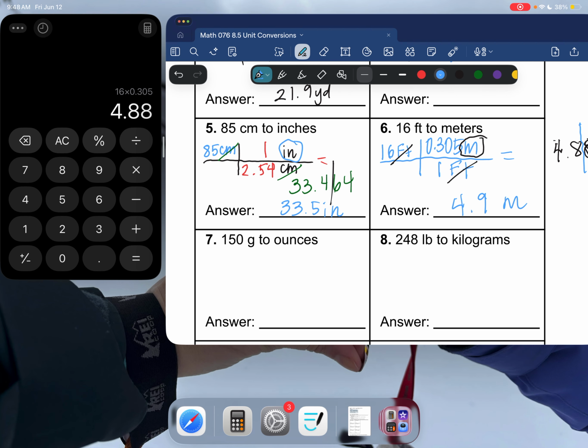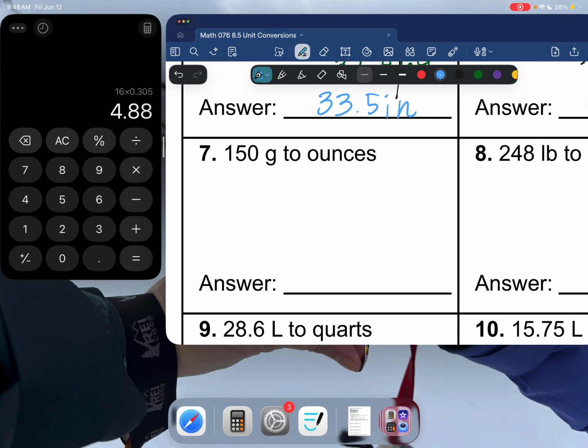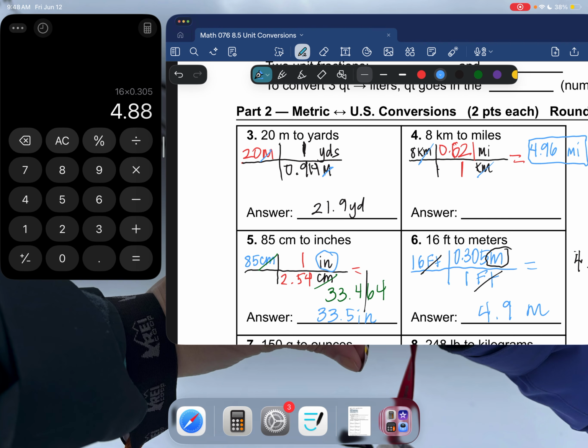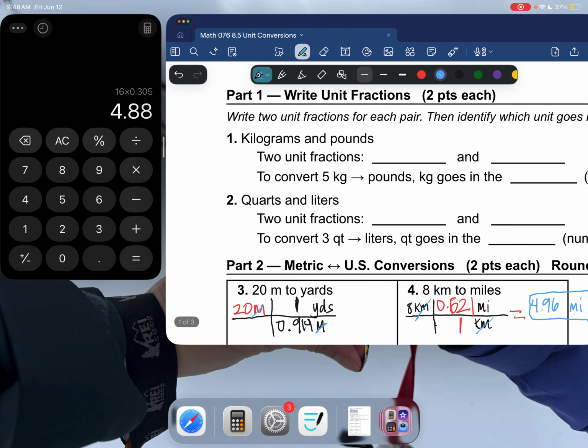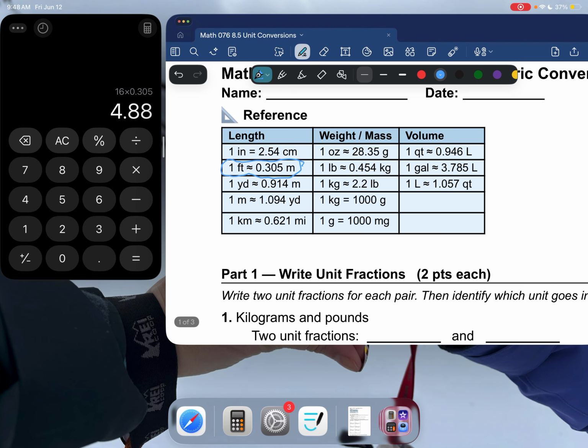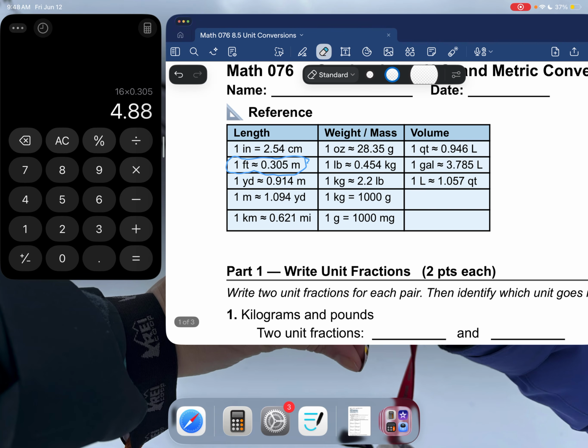Okay, 150 grams to ounces. Okay, I make my chart. I'm going to put grams in the denominator, and I'm going to put ounces in the numerator. And the abbreviation for ounces is OZ. It's a little unusual. Okay, what are we doing? I forgot already. Grams to ounces. Ooh, I got a short-term memory problem. Okay, I'm going to erase this one.